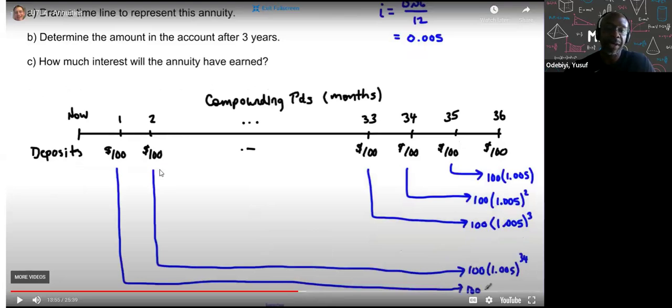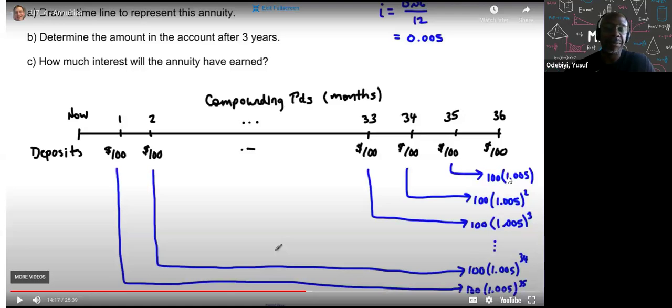Or sorry, 35, because this is start month 1, we'll get 35. Because it's after month 1, there are 35 more compounding periods left. So month 1 will get 35 compounding periods. So you can see, right? Our regular payment is 100.